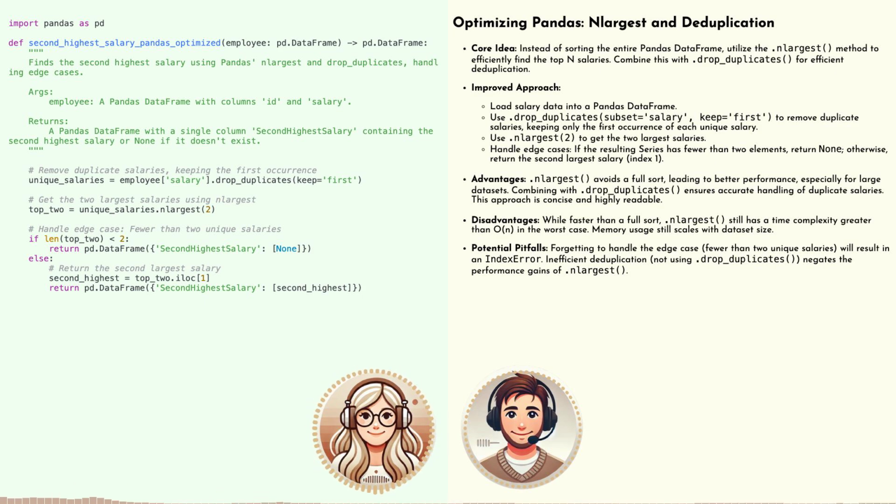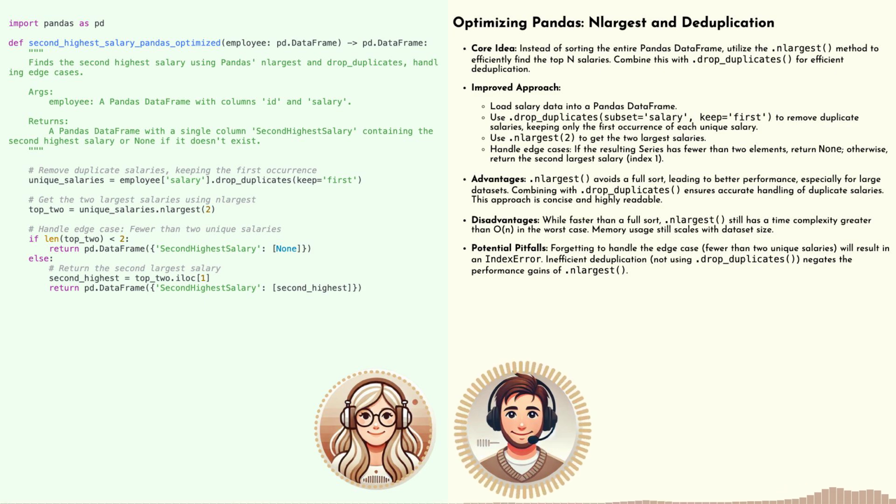So with nlargest, you simply tell it how many of the largest values you want from a specific column. In our case, we would apply nlargest(2) to the salary column. Got it. And that would give us the top 2 salaries without sorting the entire data frame. Wow, that sounds very efficient. It is. It's a great way to pick out the top N values from a column. But we still have to deal with duplicates, right? Right. We can't forget about those.